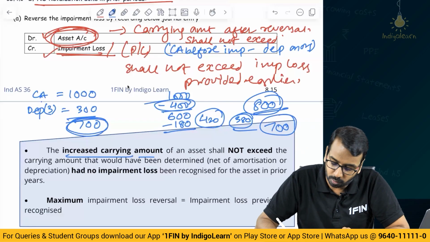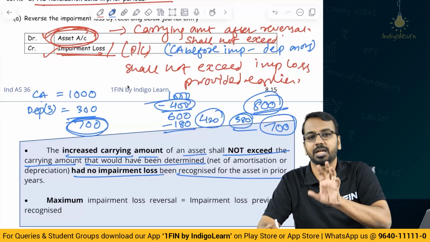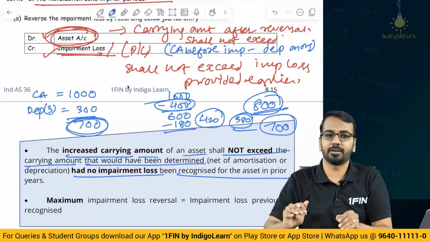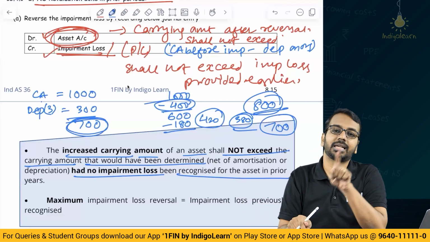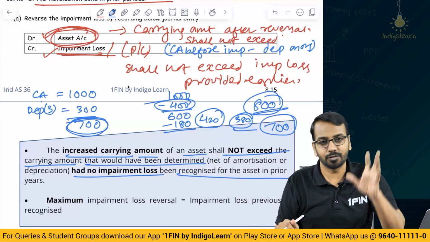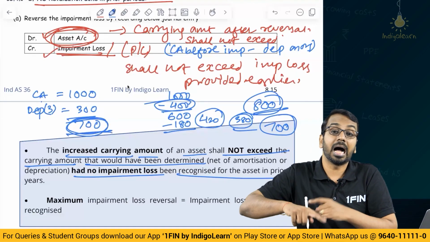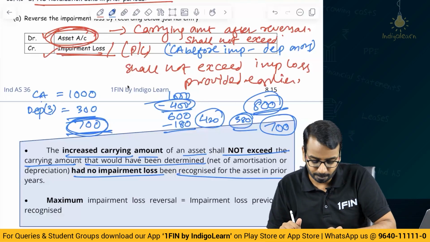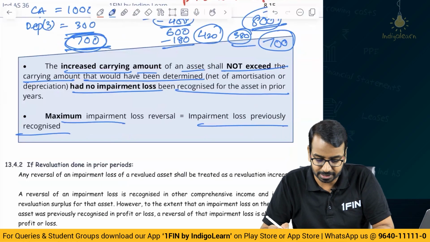The increased carrying amount of the asset shall not exceed the carrying amount that would have been determined had no impairment loss been recognized. So, basically what it says is, ignore the impairment, calculate the carrying amount without impairment. After reversal, the carrying amount cannot be greater than the carrying amount without impairment. So if impairment was not there, you will arrive at a particular value. This is 700. After the reversal, the carrying amount cannot be greater than 700. Okay. And maximum gain shall be the impairment loss previously recognized.